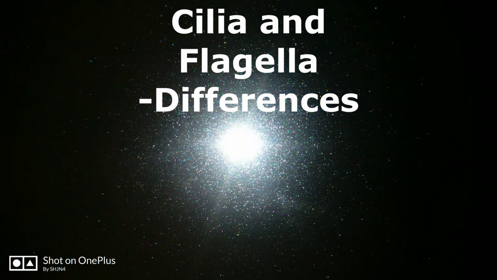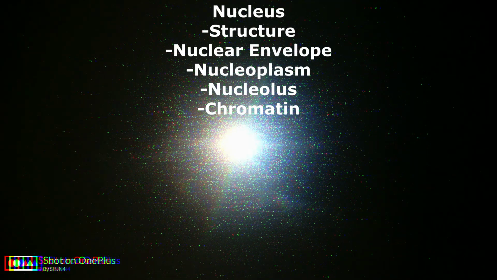Flagella. The number of flagella per cell is usually 1 to 4. They are longer in size. Flagella are commonly found at one end of the cell. Flagella help in locomotion. Let's talk about the nucleus, the main part of the cell.